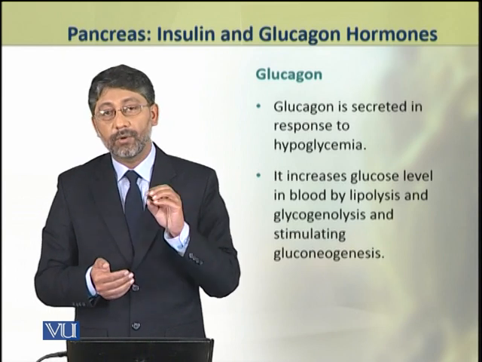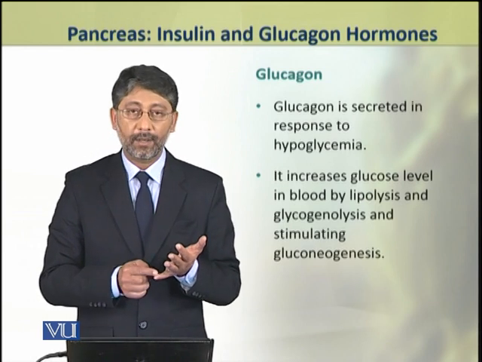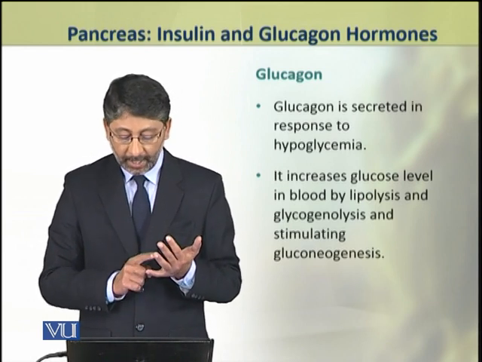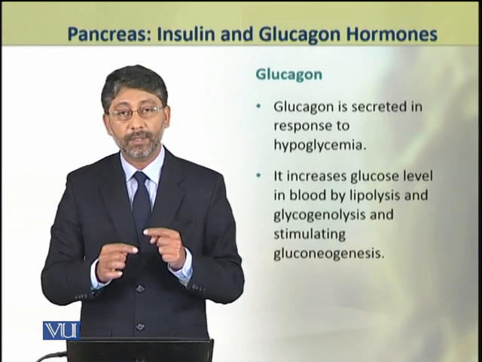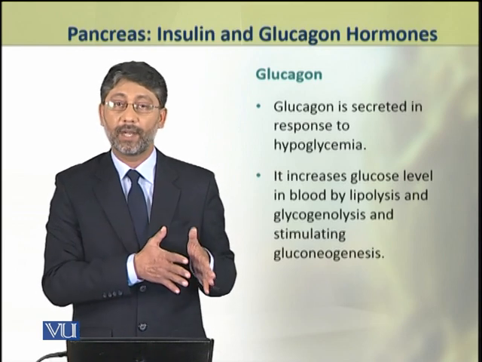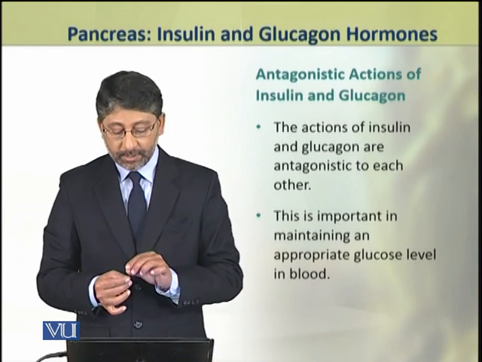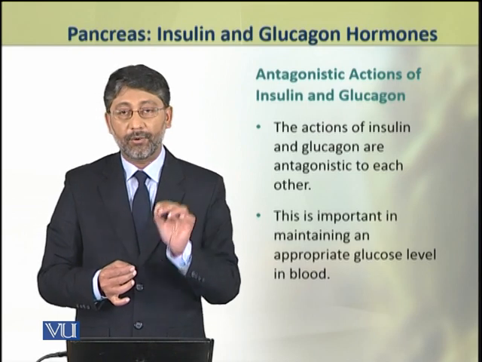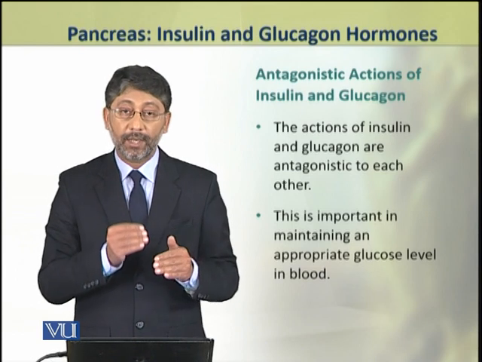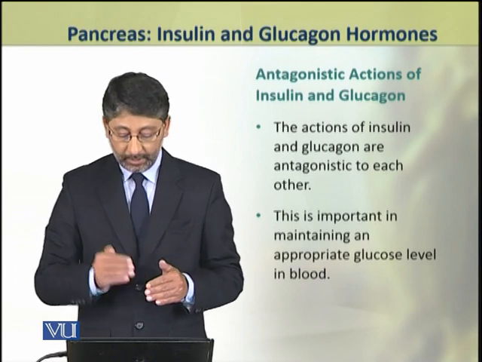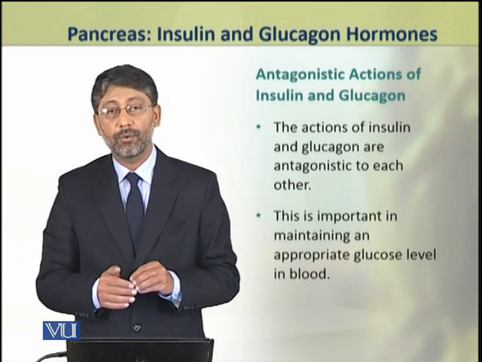It increases glucose level in the blood by lipolysis and glycogenolysis and by stimulating gluconeogenesis. Is tarah se iske jitne bhi effects hain, they are just opposite to that of insulin. Is tarah ke opposite effects ko hum kehte hain antagonistic actions ya antagonistic effects. These antagonistic effects are important in maintaining the appropriate level of glucose in the blood.